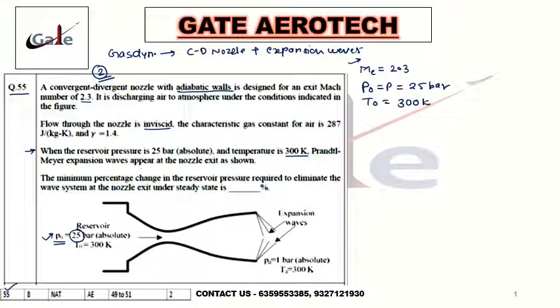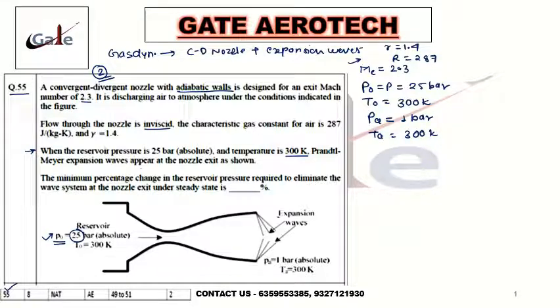300 Kelvin. And the atmosphere, this is PA, which is atmosphere property. Okay, this is 1 bar, and TA is nothing but 300 Kelvin. Fine. And gamma is 1.4 they have given, R is 287.